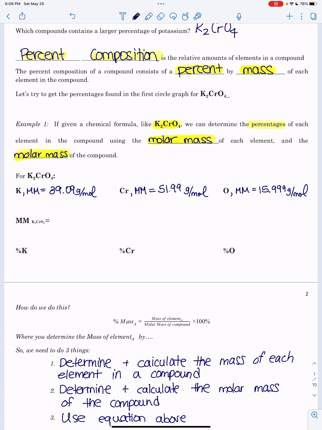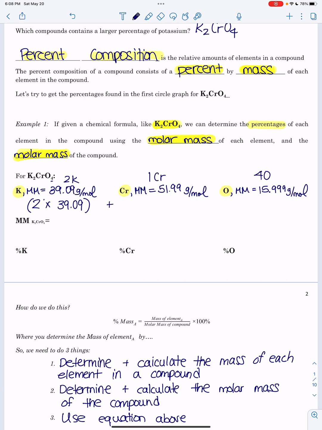The molar mass of K is 39.09. The molar mass of Cr is 51.99. And the molar mass of O, of course, I'm going to just write it as 15.999. If you round these, it's no big deal. In this compound, there are two Ks. So I'm going to do 2 times the molar mass of K, because there's 2 Ks. There's 1 Cr. And as you can see, there are 4 Os.